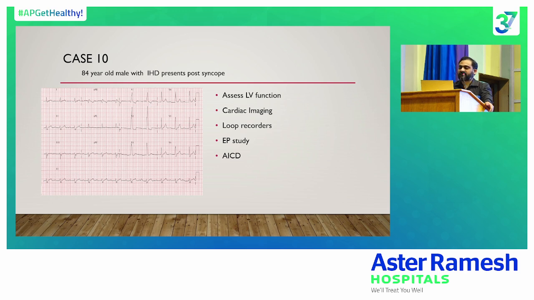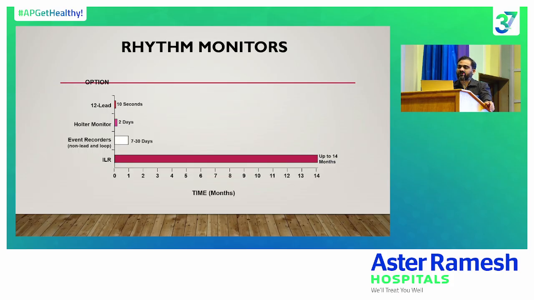So the thing is, you assess LV function, do imaging if needed, do Holter monitoring. Very rarely you may have to do an EP study in these patients, and then you decide about a pacemaker or an ICD in such a group of patients. So these are the various clinical scenarios as far as cardiac arrhythmic syncopes are concerned.